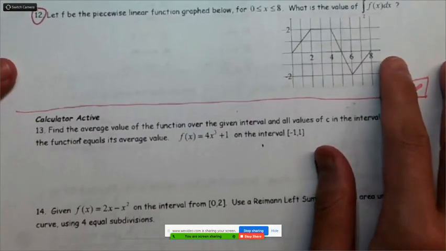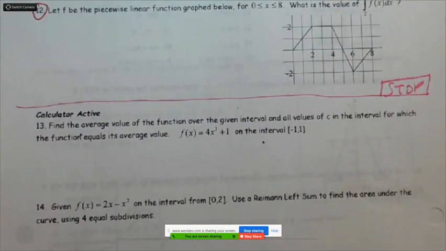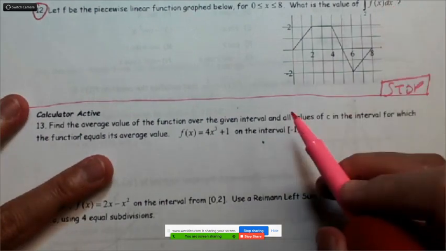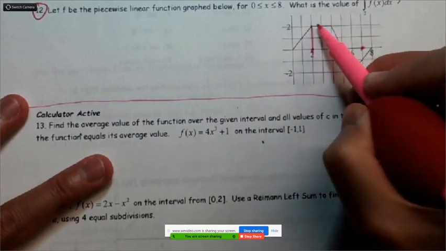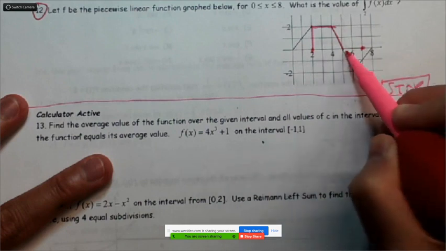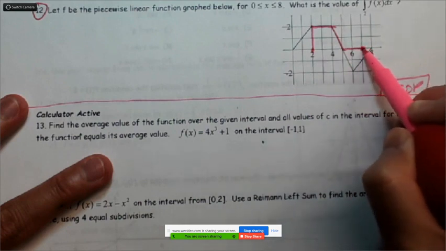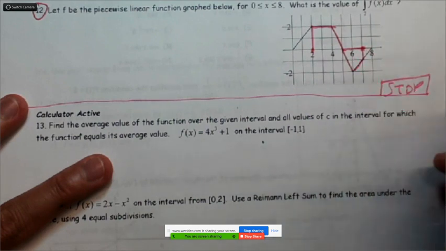Aiden, let's read number 12, please. Let f be the piecewise linear function below for a period of 1 to x. So from 2 to 7. So let's put it dot 2 to 7. And I'm going to complete this figure. The first one's above. Second one's below. Is that right? Yeah.